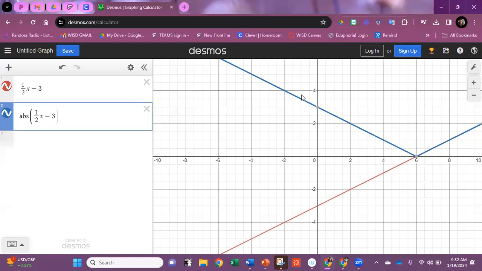How do you do what? Press the home button. The little house.